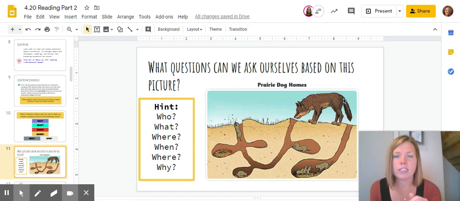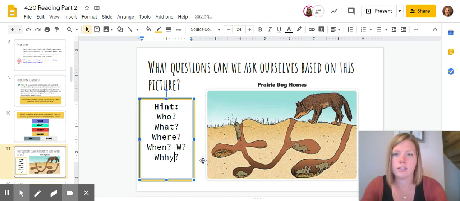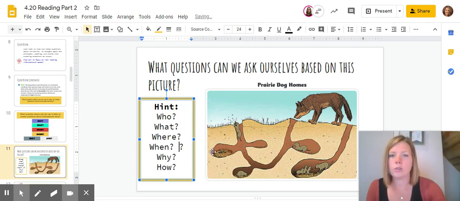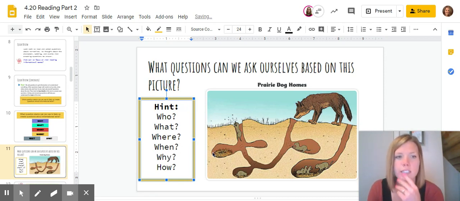It has a title above it. The question says, what questions can we ask ourselves based on this picture? And we have a hint. Remember, these are the sentence stems we're using. Who, what, where, when, why, and how, right? So looking at this picture, I want you to see if you can come up with two questions using these sentence stems from this picture right here. It says prairie dog homes. Come up with two questions.